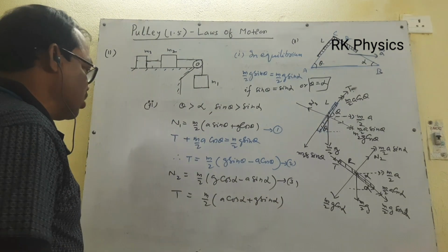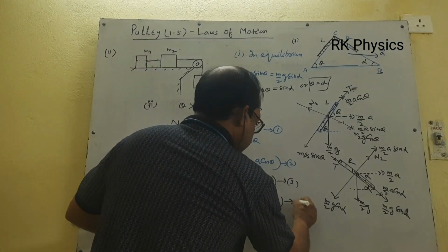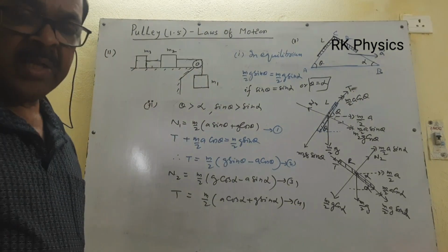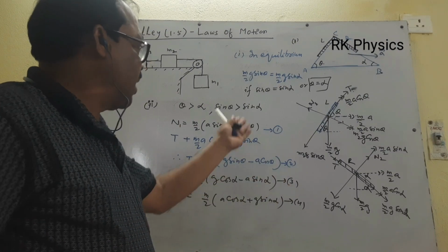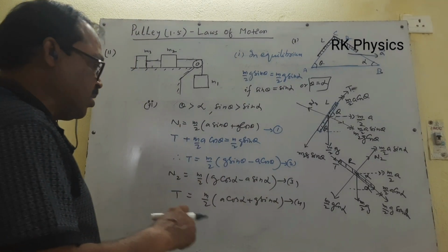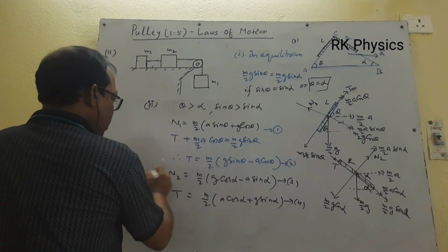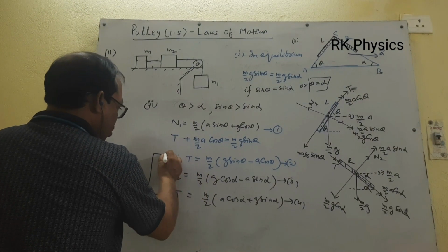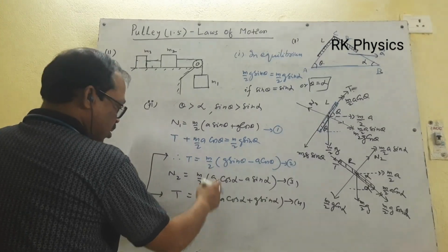A cos alpha plus g sin alpha, take this as equation 4. If normal reactions are asked, then you write N1 and N2. If tension is asked, then you find acceleration, then tension. So now equate equation 2 and 3.